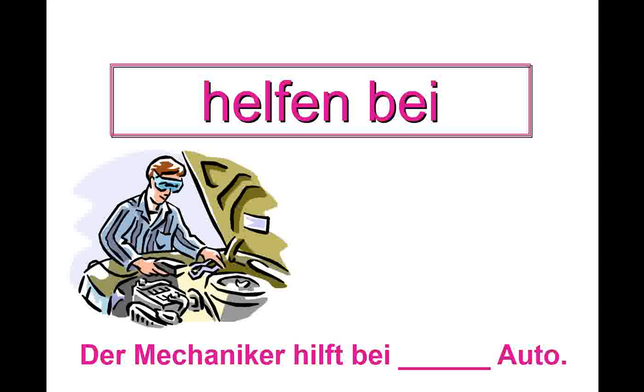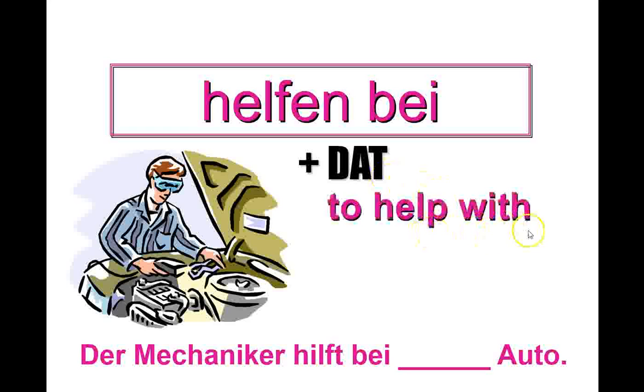Helfen bei. Now, helfen is to help. Think about this one though. Is this a two-way preposition, an accusative preposition, or a dative preposition? If you said dative preposition, you are correct. And so you can't really change this. Helfen bei will take the dative case. You also have the added bonus that helfen is a dative verb. So regardless, both sections are going to make this one dative. To helfen bei is to help with.